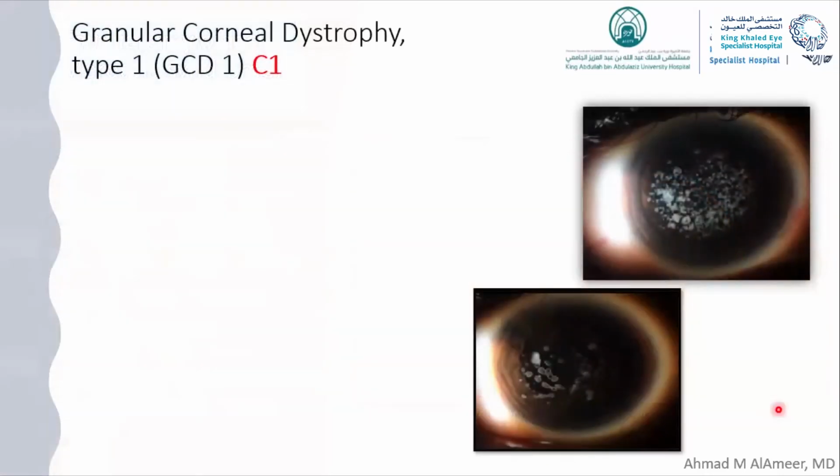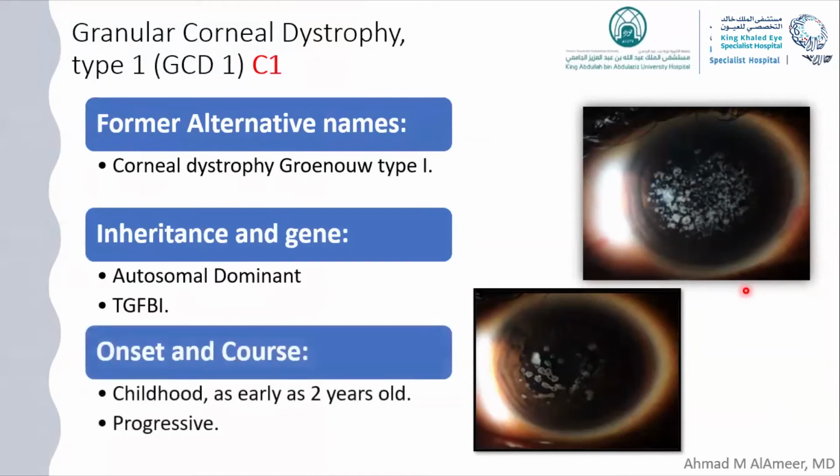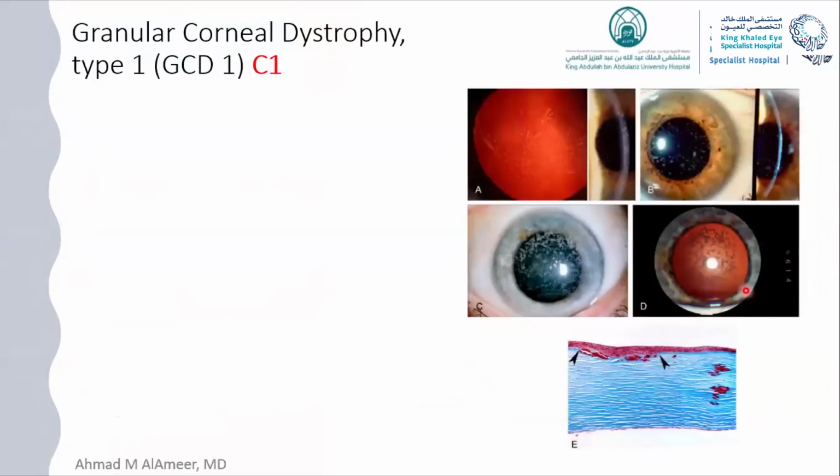The fourth one is granular corneal dystrophy. Notice the breadcrumb pattern, like crushed shabura. There is clear interspace between them and it's not involving the limbus. It's an autosomal dominant TGFBI gene. Again, it's a progressive disease.